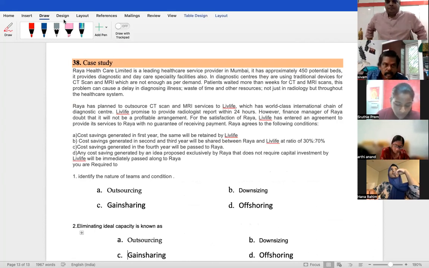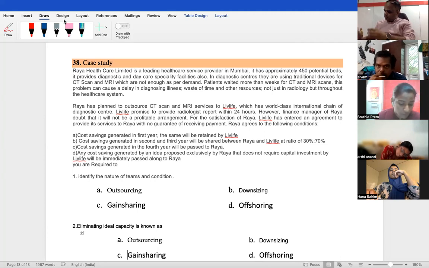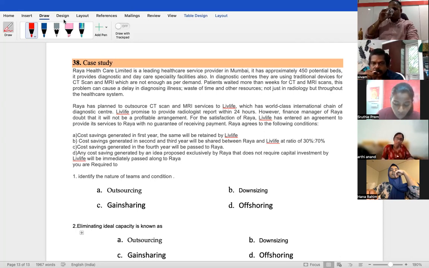Raya Healthcare Limited is a leading healthcare service provider in Mumbai. It has approximately 450 beds. It provides diagnostic and daycare facilities also. In diagnostic centers, they are using traditional devices for CT scan and MRI, which are not enough as per demand. Patients waited more than weeks for CT and MRI scans. This problem can cause delay in diagnosing illness, waste of time and other resources, not just in radiology but throughout the healthcare system. Raya has planned to outsource CT scan and MRI services to Live Life, which has a world-class international chain of diagnostic centers. Live Life promised to provide radiology reports within 24 hours. However, the finance manager of Raya doubts that it will be a profitable arrangement. For the satisfaction of Raya, Live Life has entered an agreement to provide its services with no guarantee of receiving payment. Raya agrees to the following conditions.